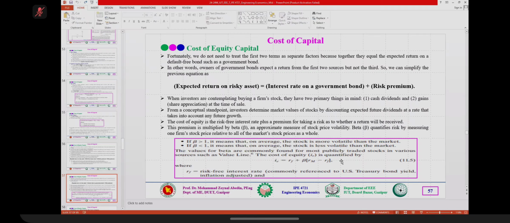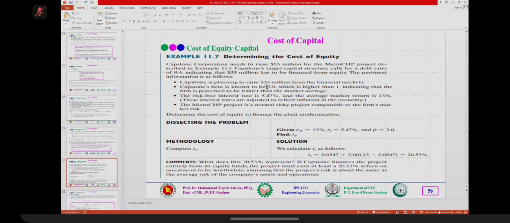The cost of equity is quantified as: iE, the cost of equity, equals RF, the risk-free return, plus beta times (RM minus RF), that I said previously. RF is the risk-free interest rate, commonly referred to as the US Treasury bond yield, inflation adjusted, plus the risk premium. Maybe with this example I will conclude. If you carefully look at the example, you will understand what I said previously.